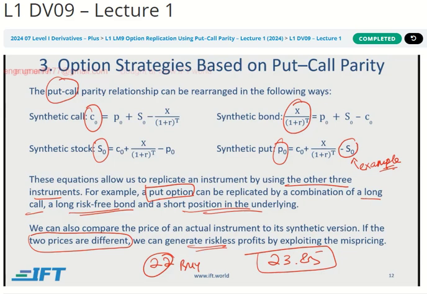In the next video I will talk about put call forward parity, which is also a very interesting concept.